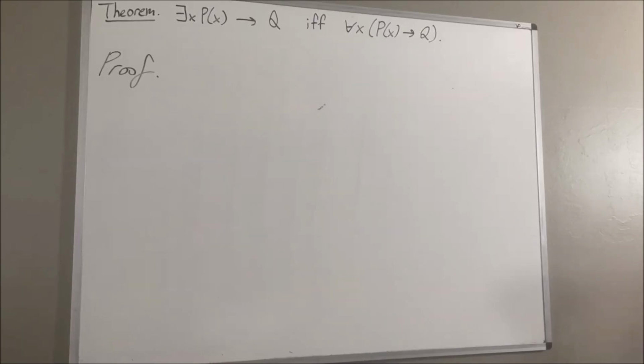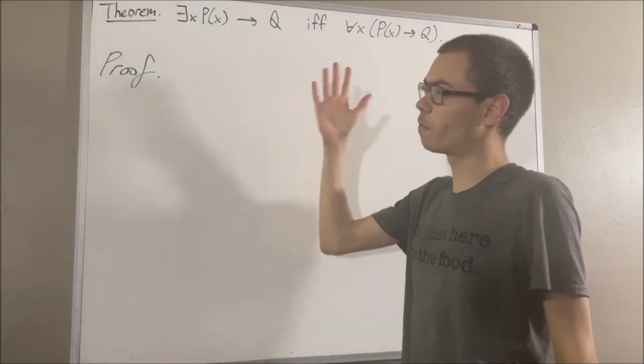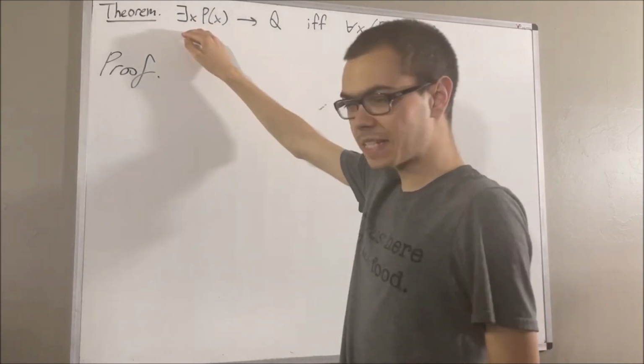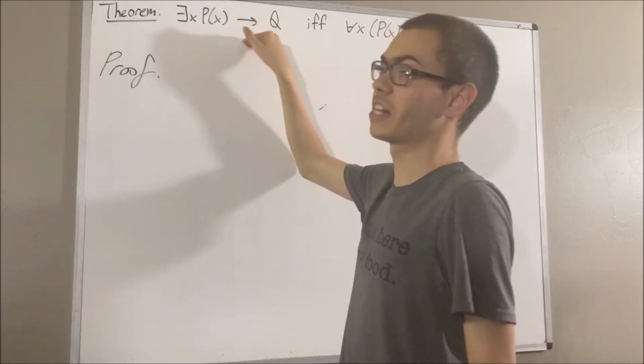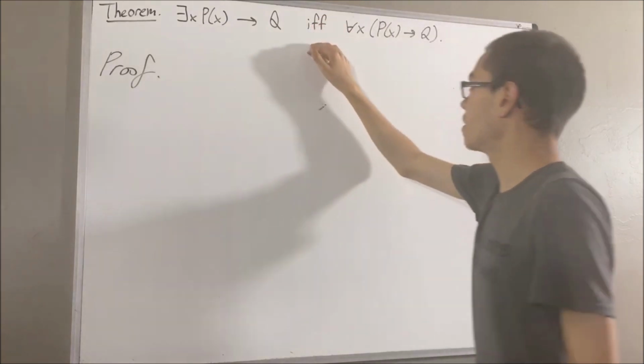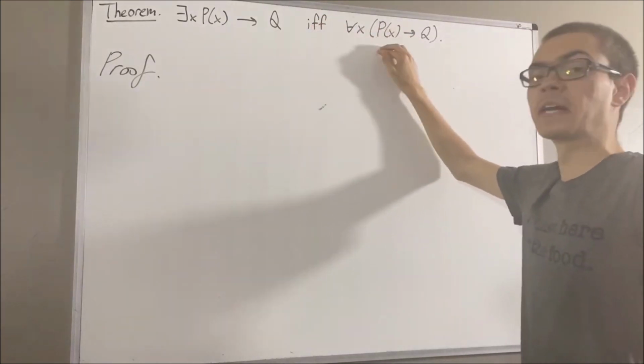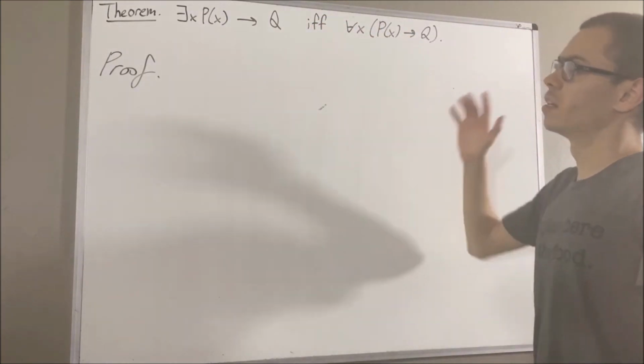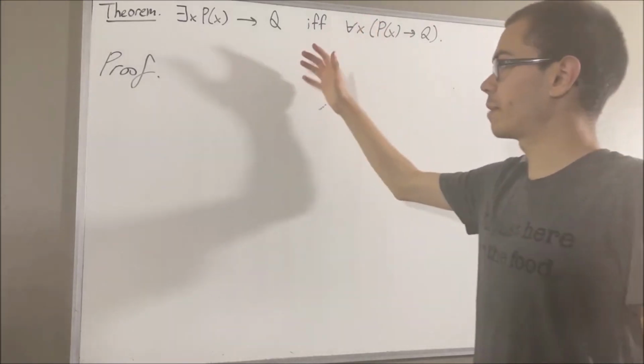Hello! In this video, we are going to prove the following theorem. If there exists an x such that p of x, then q, if and only if, for all x, if p of x, then q. Okay, now we're trying to prove a statement containing if and only if.